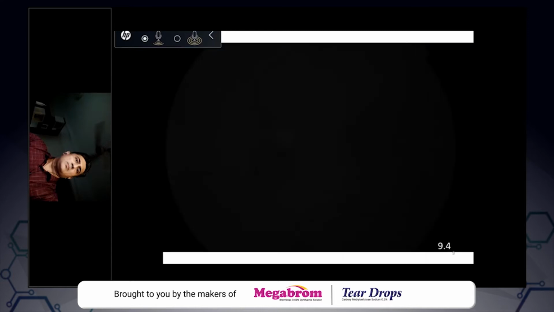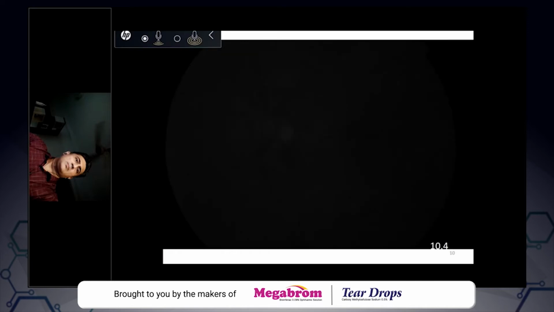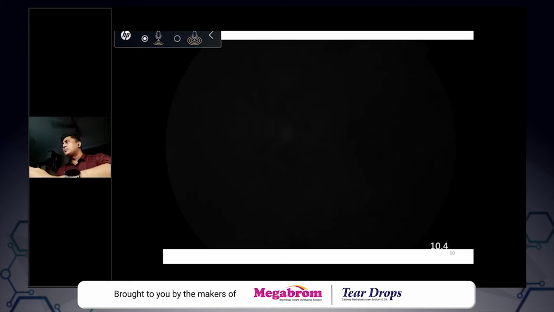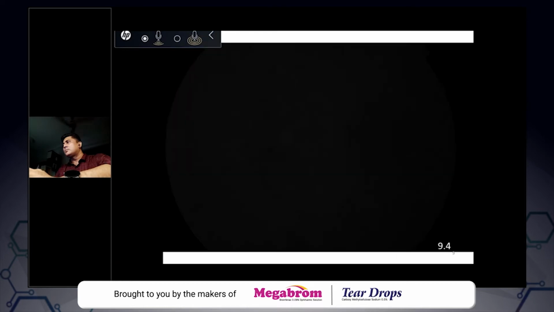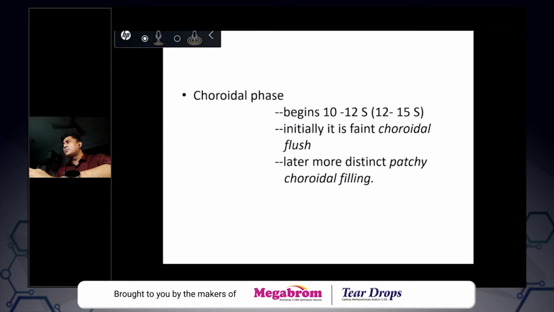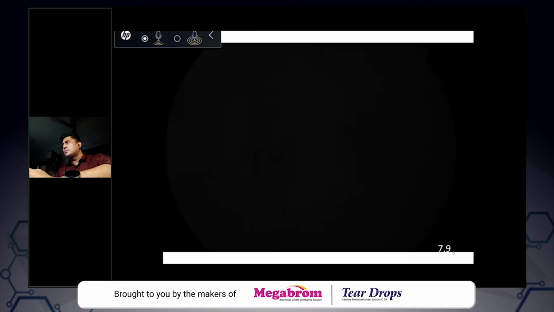You can see this. At this time, I don't know whether you are able to see it, you will see a white flush of the choroid. So that occurs around 10 seconds after your dye injection. But sometimes it will be delayed. There are pathologies related to it.